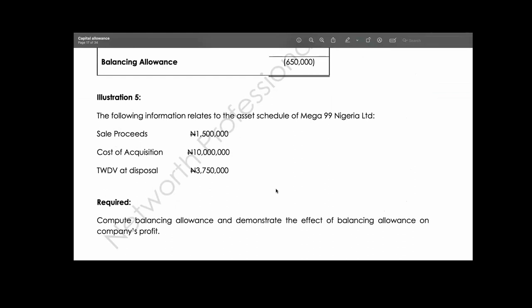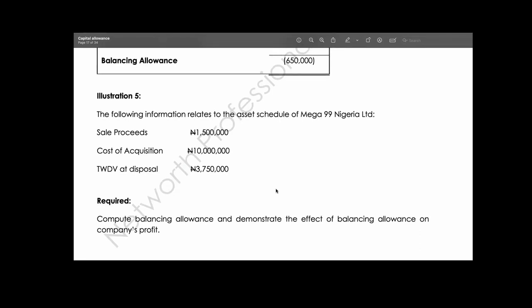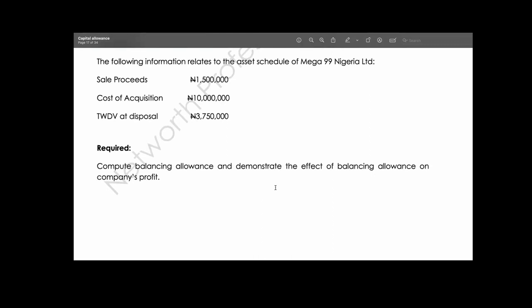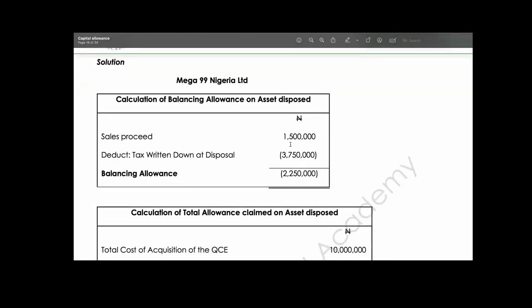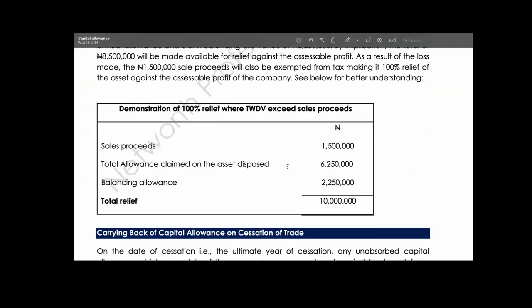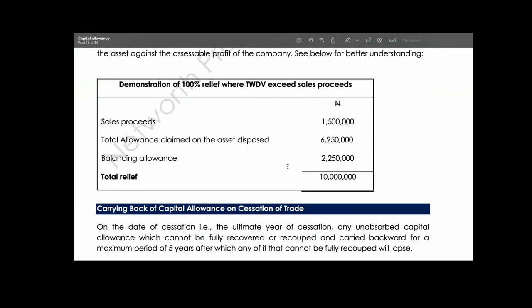The following information relates to the asset schedule of Mega 99 Nigeria Limited. Sales proceeds 1.5, cost of acquisition 10 million, and tax written down value at disposal 3,750,000. Compute the balancing allowance and explain the effect of this on the company's profits. Okay, so the balancing allowance, you remember, sales proceeds less tax written down value at disposal, you have 2,250,000. Just like I told you, there is no restriction to the allowance claimed by the taxpayer. Therefore, the taxpayer will claim total allowance on the assets. It will also take sales proceeds, and we also take balancing allowance.